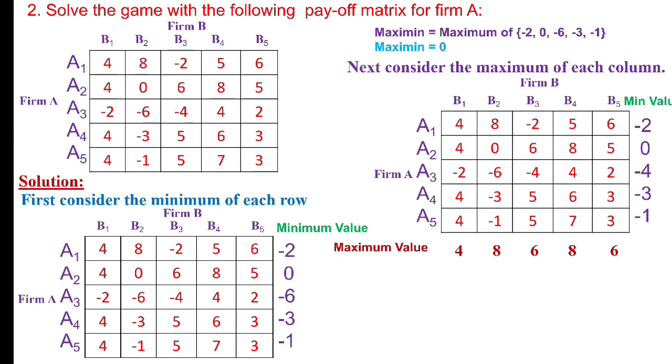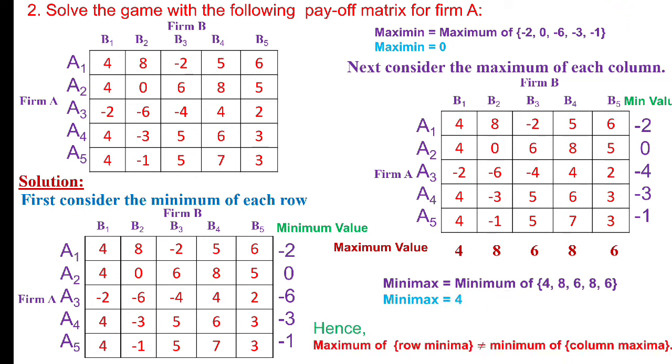First column maximum is 4, second column maximum is 8, third column maximum is 6, fourth column is 8, fifth column is 6. Then minimax, that is the minimum of the maximum values. Minimum of 4, 8, 6, 8, 6 is 4. Therefore, here the maximum of row minimum is not equal to the minimum of column maximum. So a saddle point does not exist.